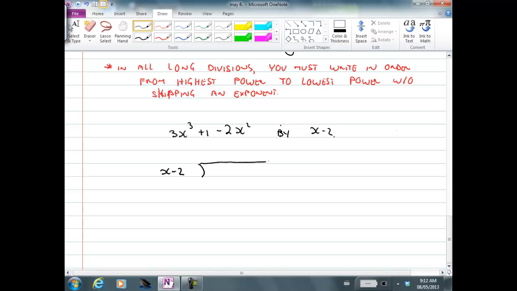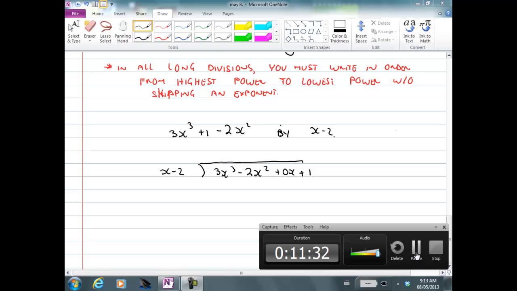Here is where people make mistakes. Sigmund, what goes in there? 3x cubed. Good. What's next? Minus 2x squared. What's next? That's where you went wrong. Plus what? Thank you. You need that. Because remember, everything has to go in order from highest power without skipping an exponent. Now some of you ask, but there's no x. That's why you have to include 0x. Otherwise, your answer will not be correct. Plus 1. Now, go ahead and do long division.